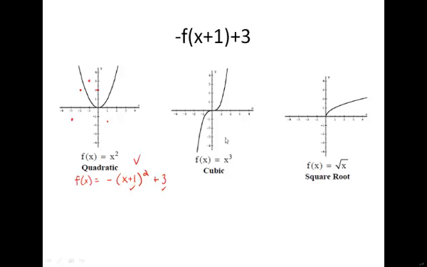Let's try it with the cubic. So again, we want to have a horizontal shift, a vertical shift, and then a vertical flip or negation. So this function would look something like this.